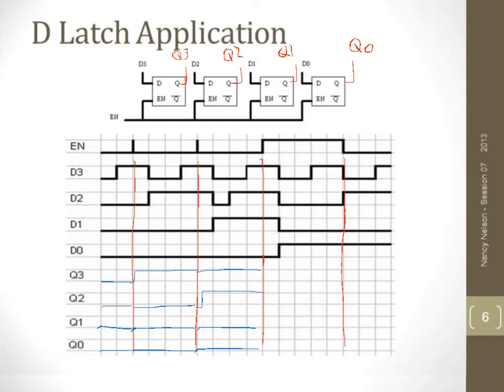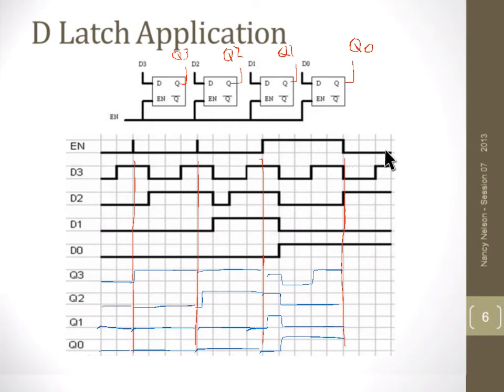So let's do D3 first. Q3 starts off high for 1 time period, low for 2, and back up to high again. We look at D2, it's high for 1 time period, low for 4. We'll fill that in. We look at D1, very similar, high for 1, low for 4. So this one is going to go high for 1, back down, low for 4. And our last one is low for 1 and then high for 4. So we stay low for 1 time period and then it rises.